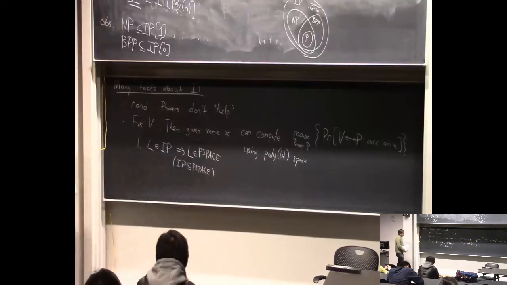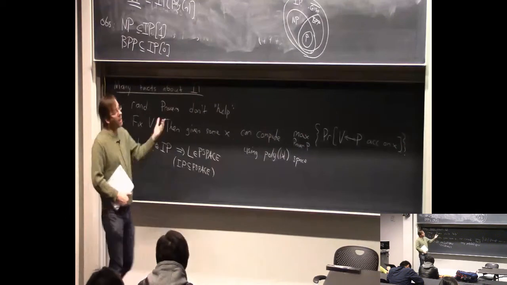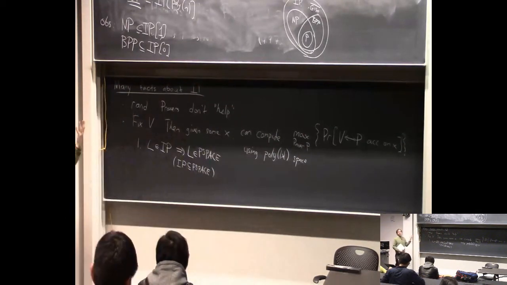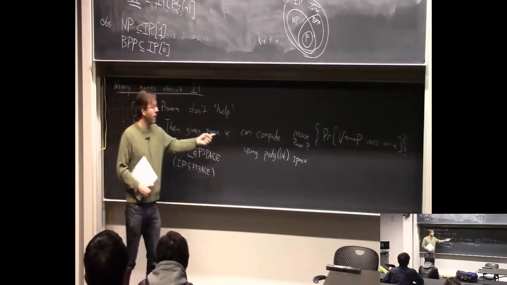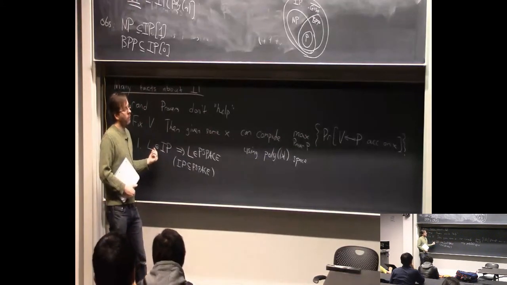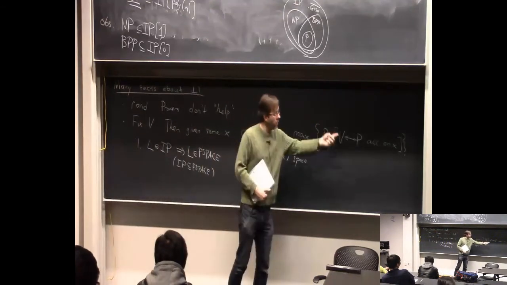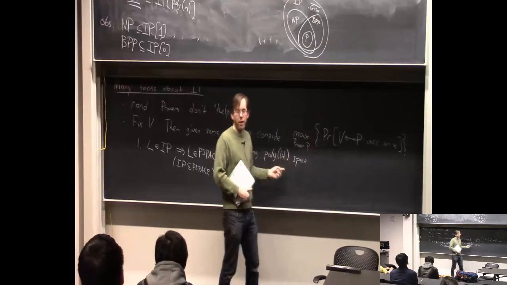So why is that? Imagine you have some language L, and it does have an interactive proof system like this. Now imagine you're a PSPACE Turing machine, and you're trying to decide questions of the form, is a given x in L? Well, what you can do is run this algorithm, I mean, solve this problem in polynomial space.